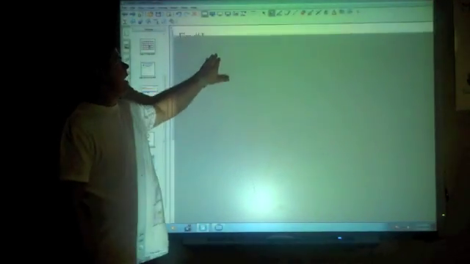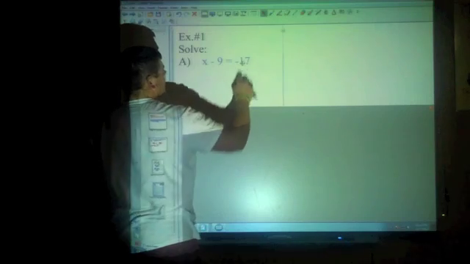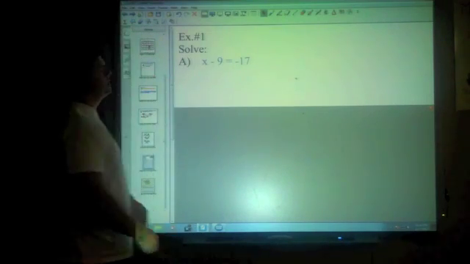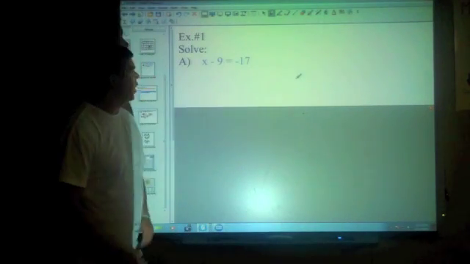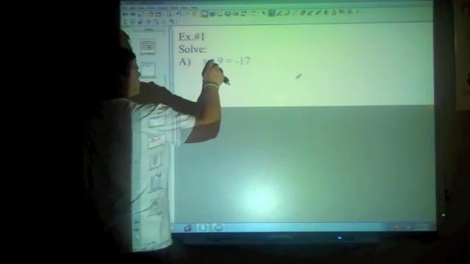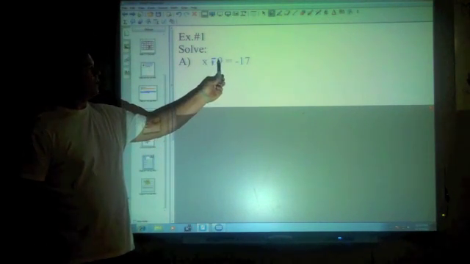So let's look at some without any balance scales and see if we can solve these problems. All right, we've got x minus 9 is equal to negative 17. We would like to get variable x completely alone. I would make the adjustment to plus negative 9 right there. And now our objective is to get the x alone. We've got to get rid of a negative 9.